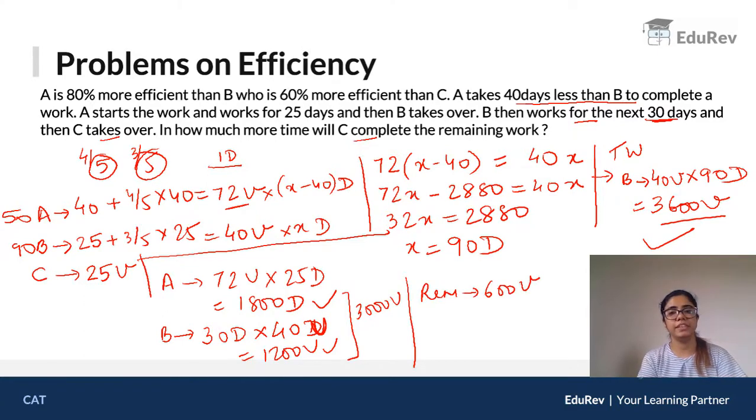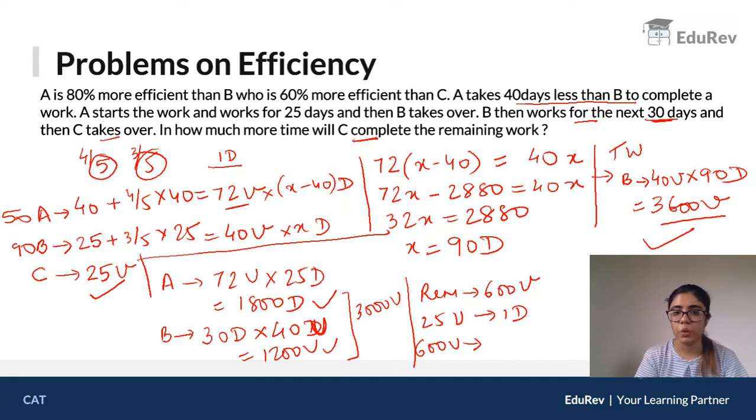Who is going to do these 600 units? C is going to do these 600 units. Okay? We know C does 25 units in a day. So how much time will it take to do 600? That will be 600 upon 25, which is nothing but 25 twos is 50 and 4 times is 100. So C can complete the remaining work in 24 days, and that is your answer.